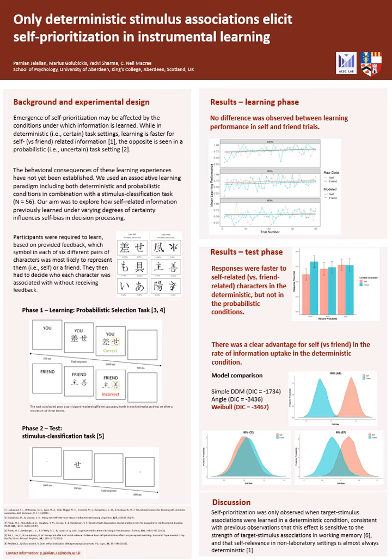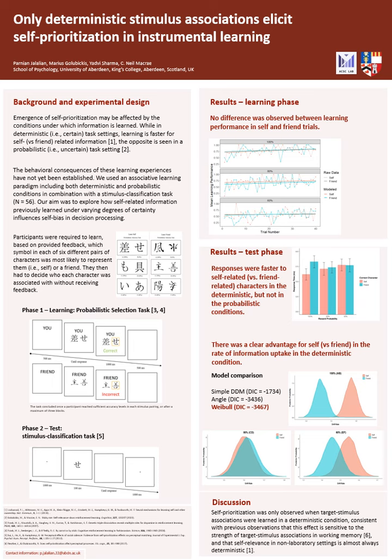In deterministic or certain task settings, learning is faster for self versus friend-related information, but it is slower in a probabilistic or uncertain task setting. What is still not clear are the behavioral consequences of these learning experiences.